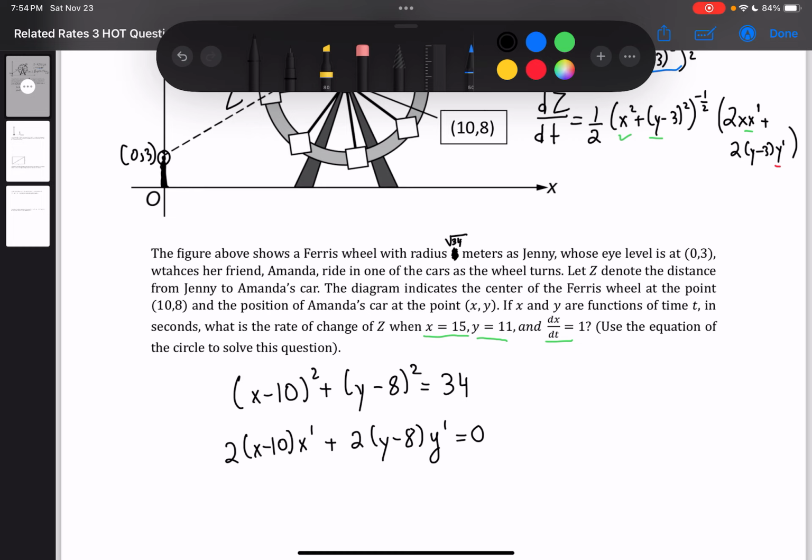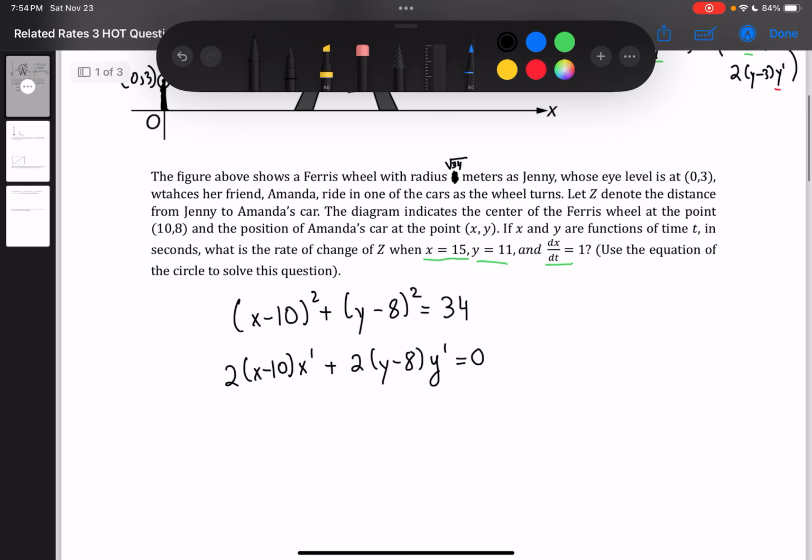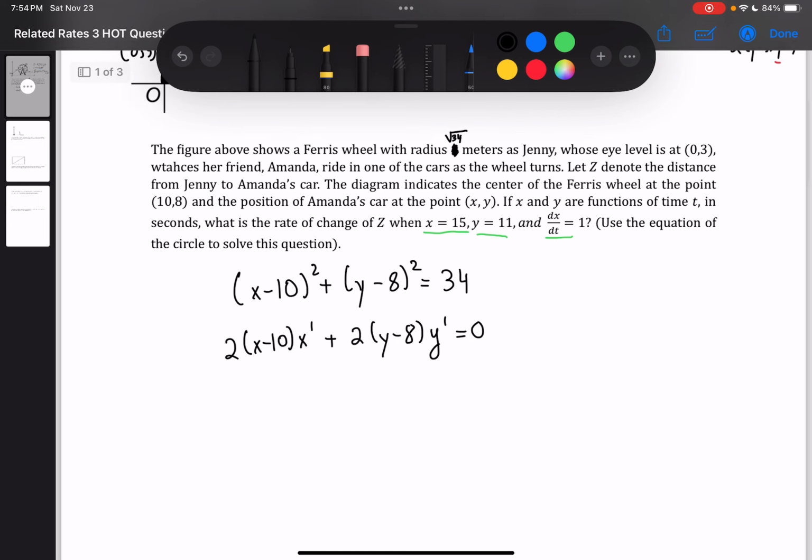So let's continue. Now you just put the numbers all in their rightful place, and then you're going to be finding y prime in no time. So x is going to be 15 and x prime is going to be 1. So let's replace them: 2(15 minus 10)(1) plus 2(11 minus 8) y prime equals 0. 15 minus 10 is going to be 5. 5 multiplied by 2 is going to be 10, plus 11 minus 8 is going to be 3, times 2, which is going to be 6.